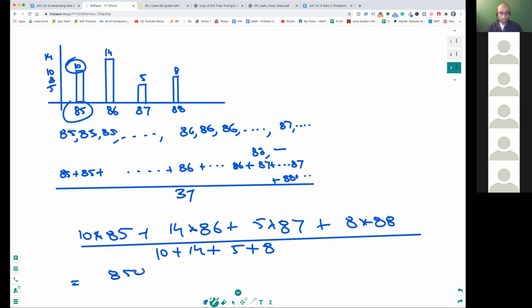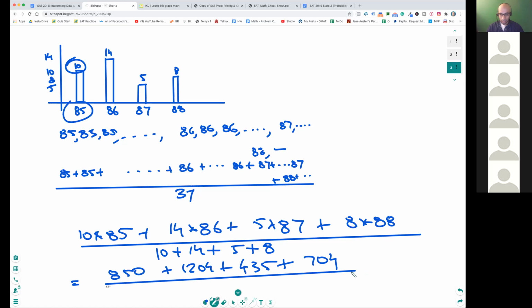You get 850 plus 86 times 14. That's 1204 plus 87 times 5. That's 435. And lastly, 88 times 8. So that's 704, right? And that's divided by 37, right? And then when you add it, you're going to get 850. Hopefully I'm doing it right. I'm doing it super fast.